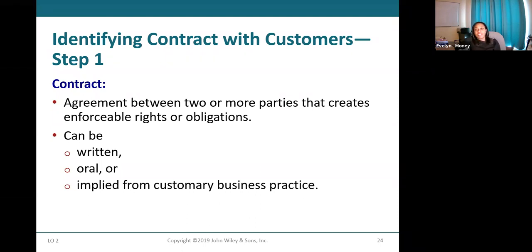So in step 1, remember that we have to identify the contract with the customer. The contract doesn't have to be in writing. It can be oral, or it can just be implied from what we normally do in business, like when the customer walks up to the counter and orders a cup of coffee. But again, that agreement has to include at least 2 or more parties, and there has to be some rights and obligations that are enforceable.